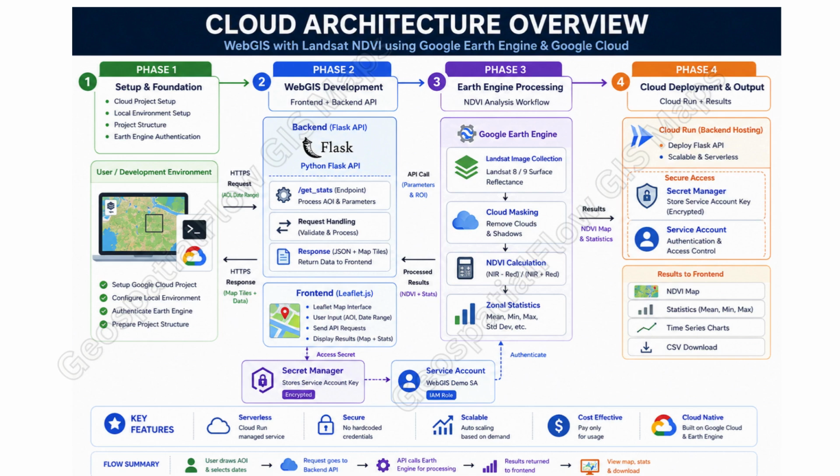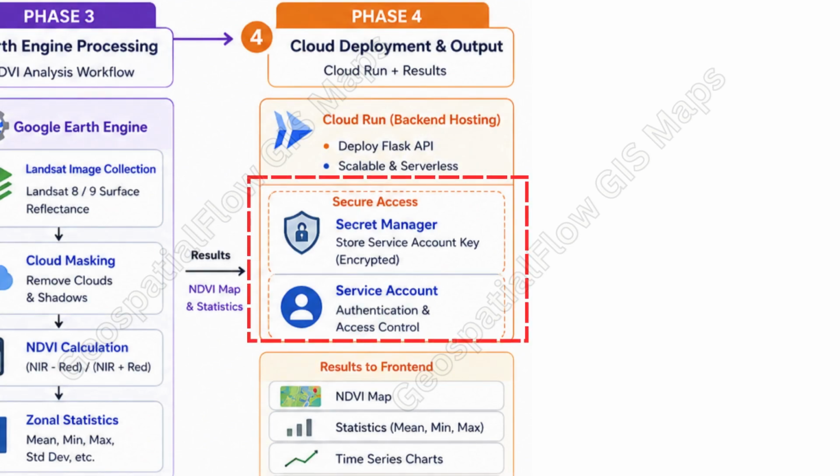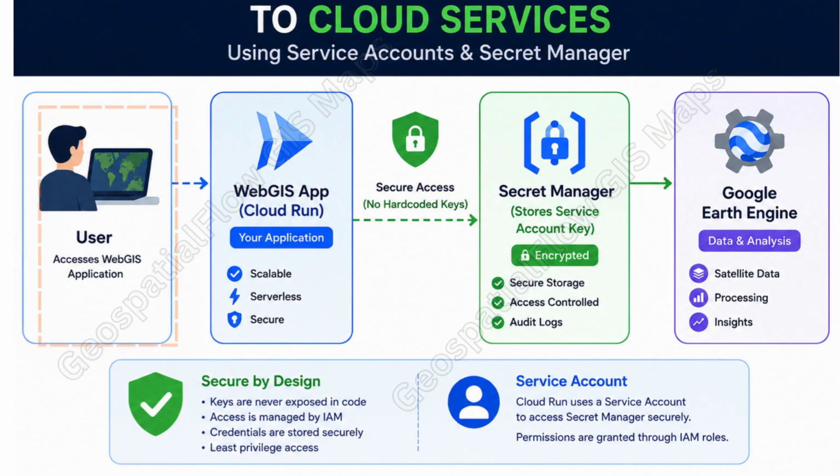In the previous video, we enabled important cloud services like Cloud Run, Artifact Registry, and the Earth Engine API. In this video, we will move into Phase 4, Cloud Deployment and Secure Access. Here, the WebGIS application will run on Cloud Run and securely connect with the Google Earth Engine using Service Account and Secret Manager.